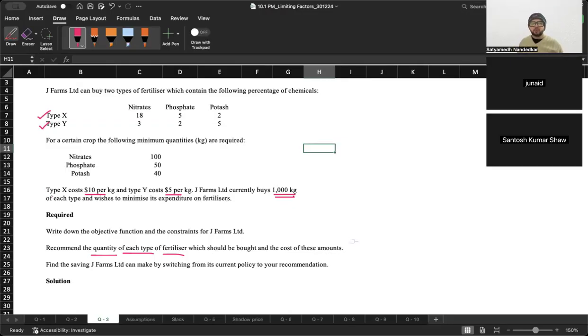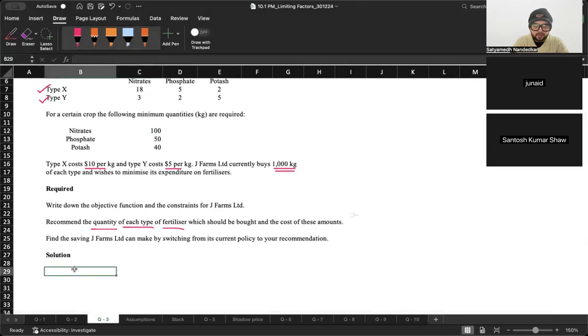Okay, you know that there are certain minimum quantities of fertilizers which are needed. You need 100 kg of nitrate, and you need 50 kg of potash, and you need 50 kg of phosphate, and you need 40 kg of potash. The question is asking us to recommend the quantity of each type of fertilizer. तो कितना fertilizer खरीदना है of each category, that is my variable.